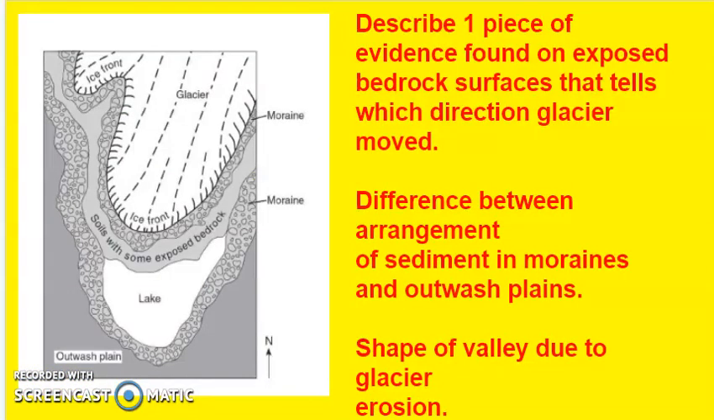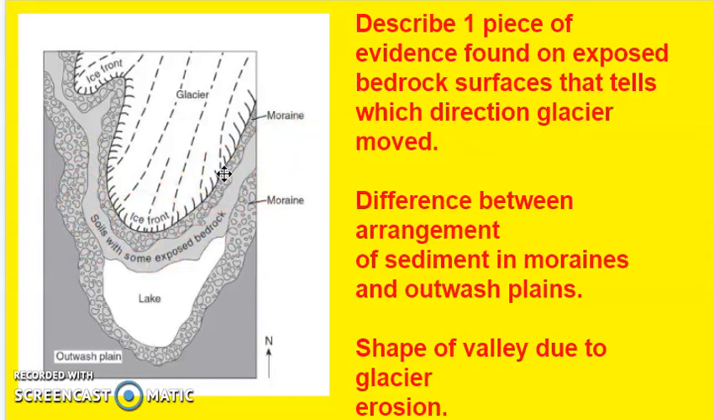These are some typical Regents questions. A piece of evidence on bedrock that shows you the direction the glacier moved. Well, striations are one, grooves are another. You can tell which direction the glacier came from. And drumlins could also be an answer. It definitely shows you the direction. And so could a terminal moraine, because terminal moraines kind of show you where it came from.